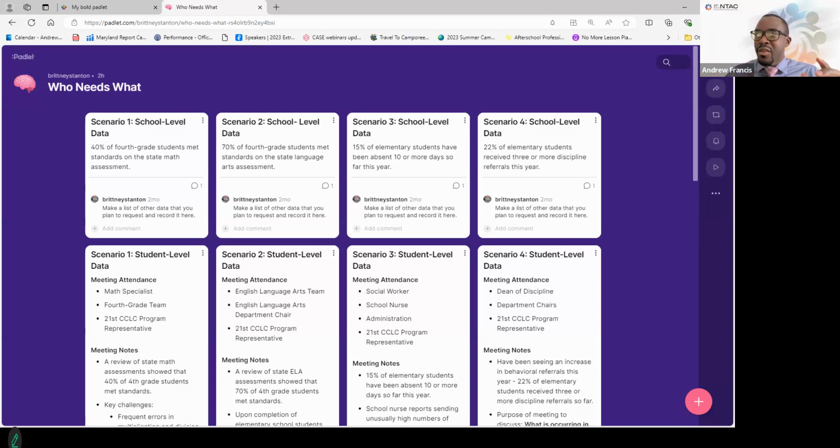So that's the first tier scenario, school level data. 40% of 4th grade students met standards on the state math assessment. What other data would you request in relation to that to help you in developing your needs assessment, right? And then the second one for those who are G to L, M to R for scenario 3, and for scenario 4, S to Z.